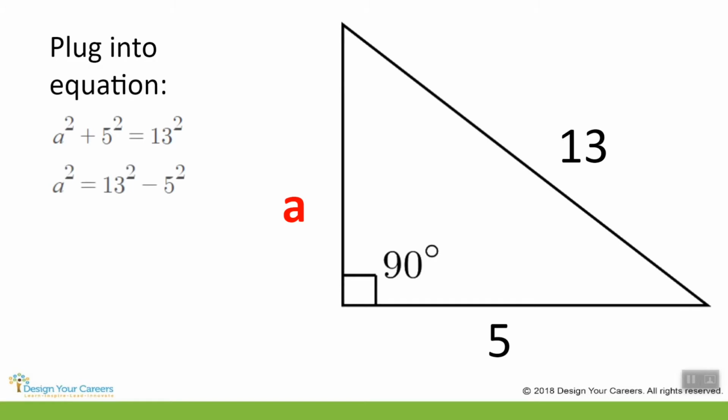So now a squared is equal to 13 squared minus 5 squared. So you had to isolate the a squared. So now you have a squared is equal to 144, and once again, you have to take the square root of both sides, so you get a is equal to the square root of 144. And now you get a is equal to 12.